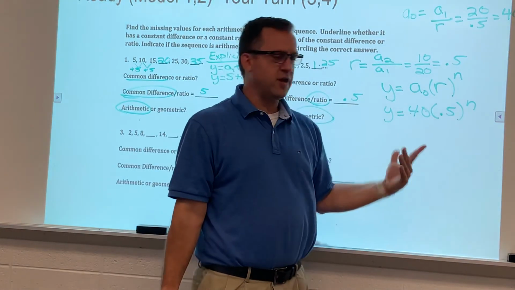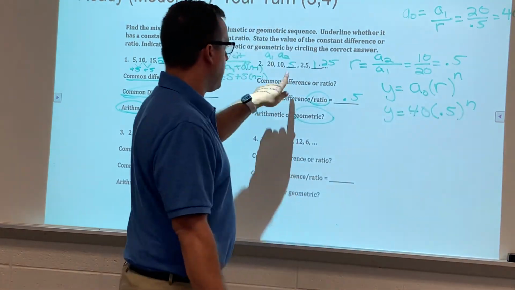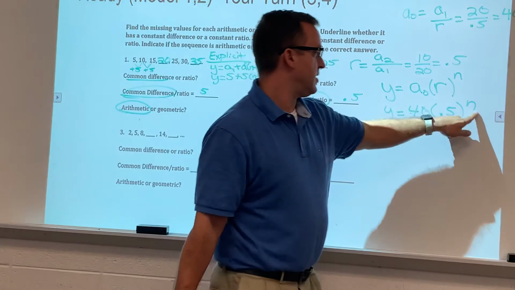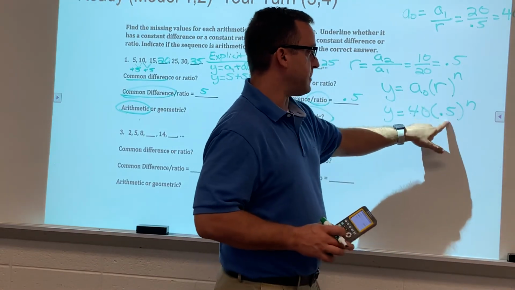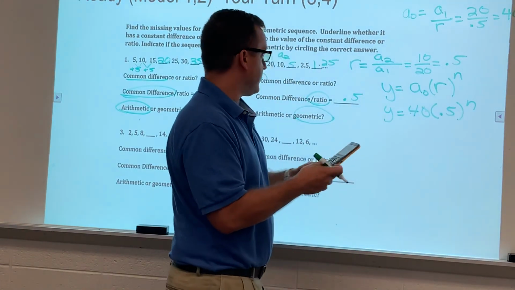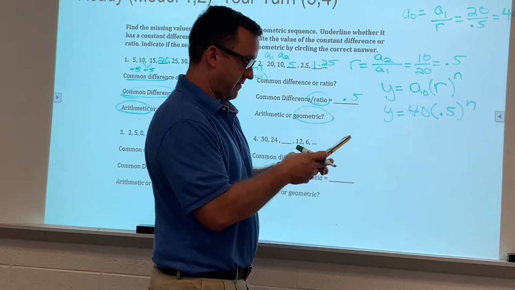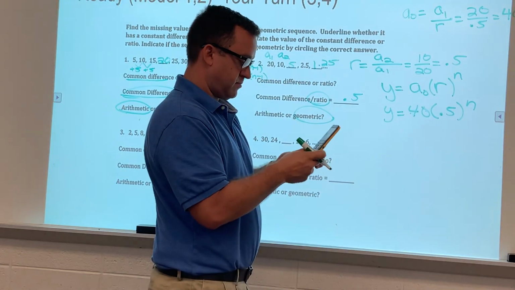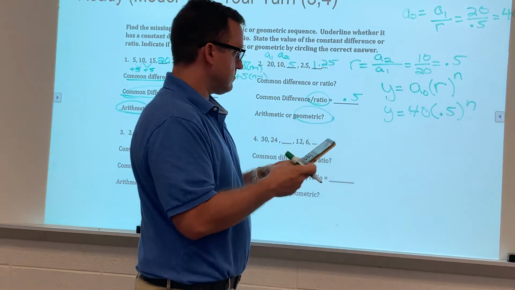And then once you have an equation, it helps to just check. My third term should be 5. So I'm just going to substitute 40 times 0.5 to the third and see if that does in fact give me back 5. And I do get 5.